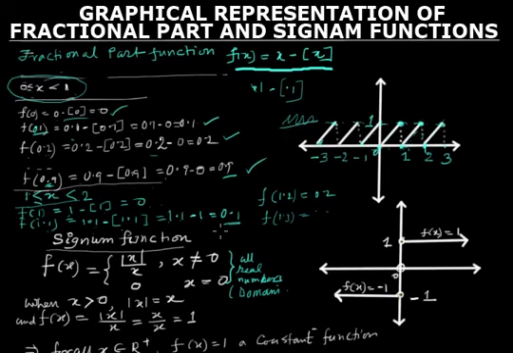Here, what is the domain of the function? The domain is all real numbers. And what is the range? The range is 0 to 1, not including 1. So 0 to 1 not including 1, and we use a round bracket for this one.